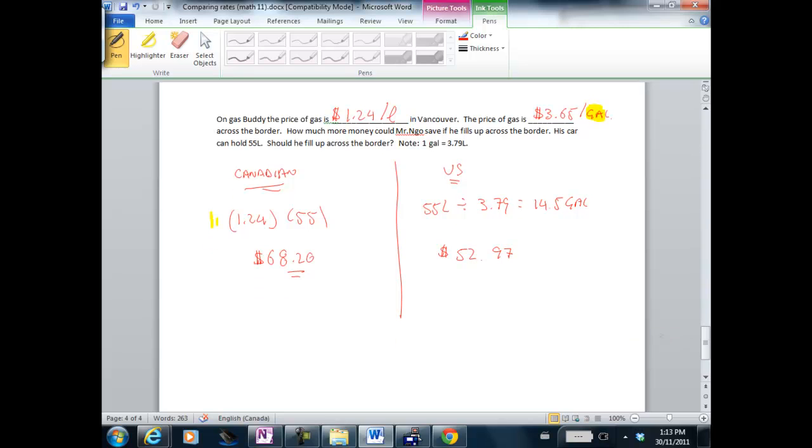Because you would save, now the thing is, how much money would it cost you to drive across the border? Is it worth it for someone to live in Vancouver and drive all the way to Seattle or the States? You have to figure it out. But if you live in Surrey, that's what a lot of people do. They go across the border, fill it up, drive all the way back.